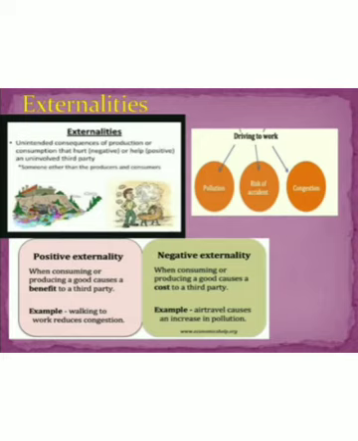One example is given: walking to work reduces congestion. Means if we are not using any kind of vehicle to reach our workplace, then it will reduce congestion, that is traffic jam. Next is negative externality. When consuming or producing a good causes a cost to a third party, means any harm or damage to the third party, then it is called negative externality. Example is given: air pollution causes an increase in pollution. One more example is given again: if you are using a vehicle and it will create pollution, there is a chance of accident or risk of accident and congestion, traffic jam. So all these are called negative externalities.